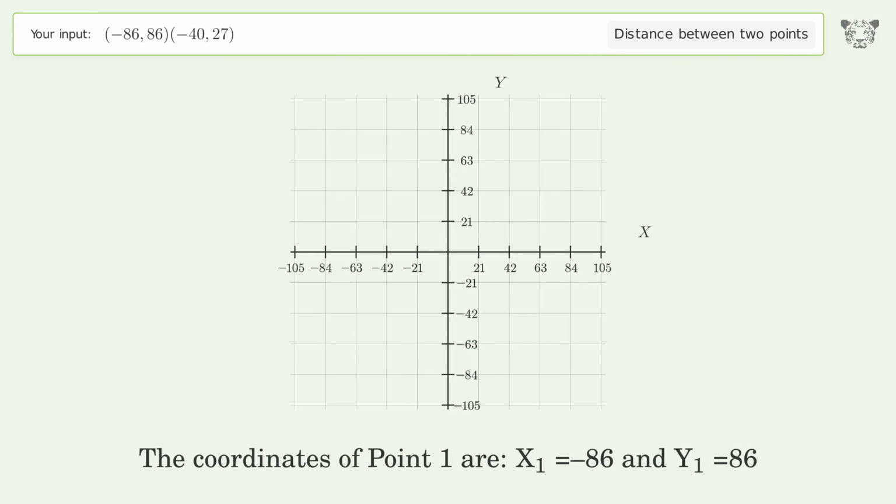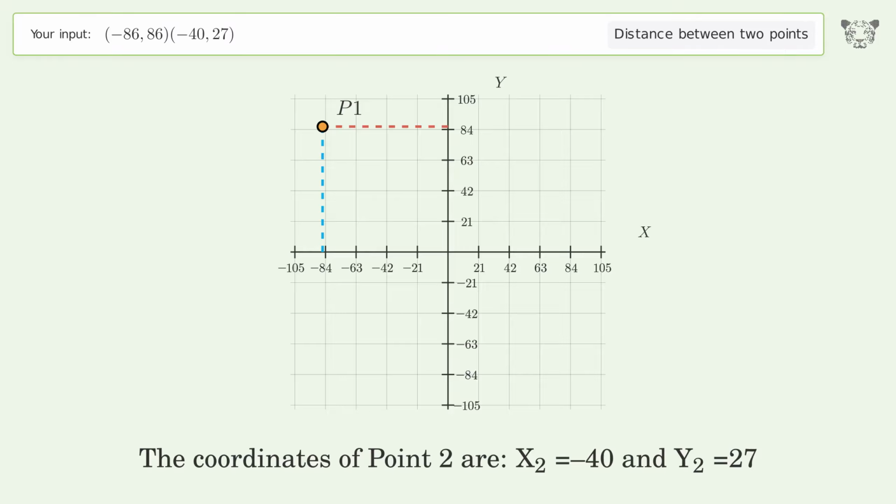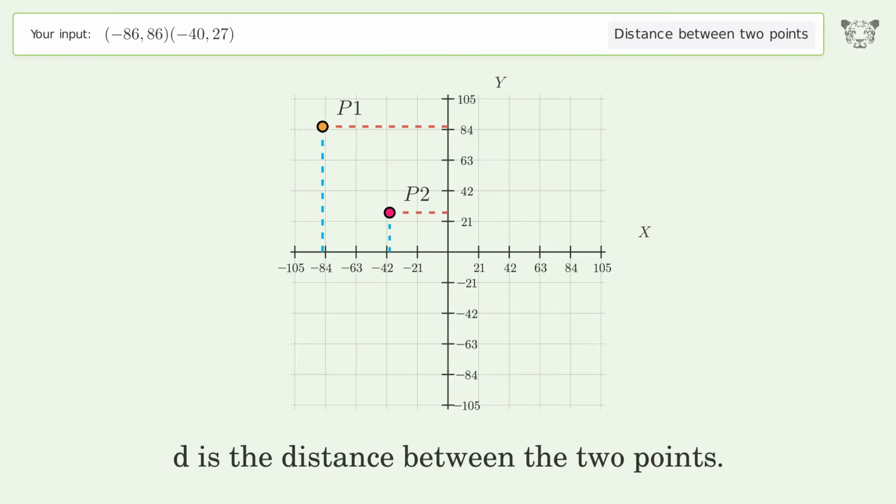The coordinates of point 1 are x1 equals -86 and y1 equals 86. The coordinates of point 2 are x2 equals -40 and y2 equals 27. D is the distance between the 2 points.